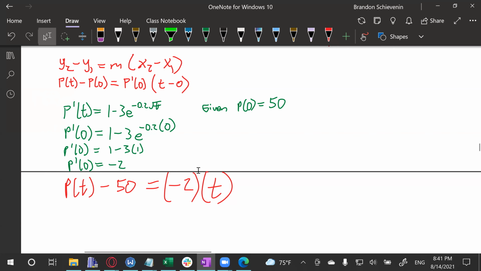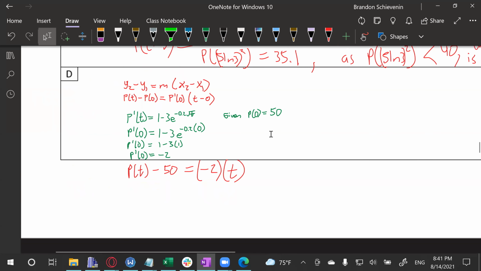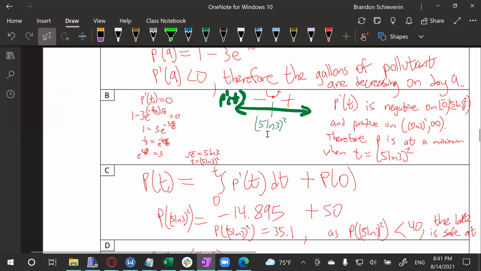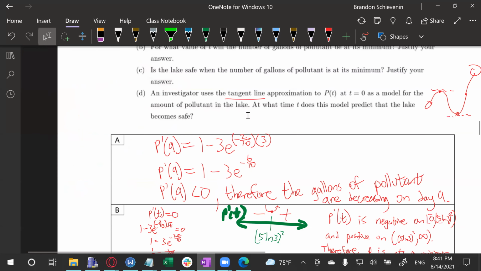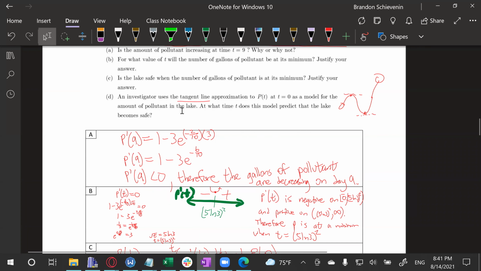Okay, I'm going to go back and we'll see what they needed us to use this tangent line for, and we'll see what values we need to plug in. I want to know at what time does this new linear model predict that the lake will become safe?